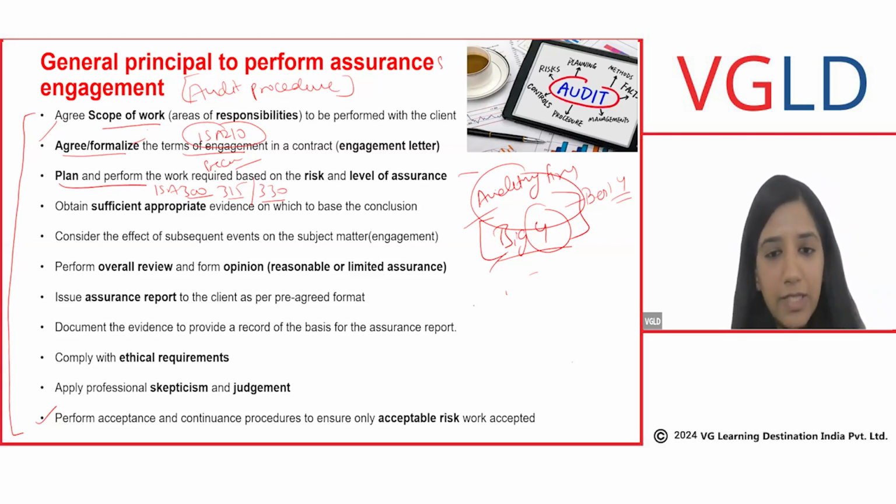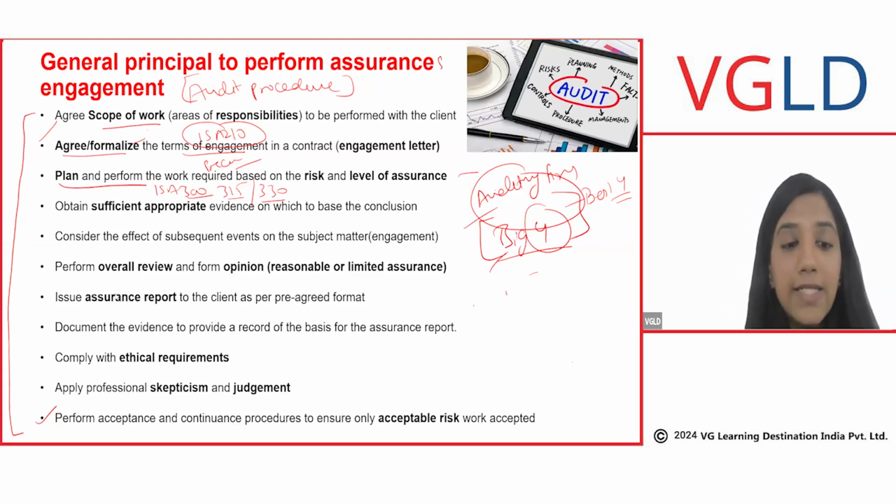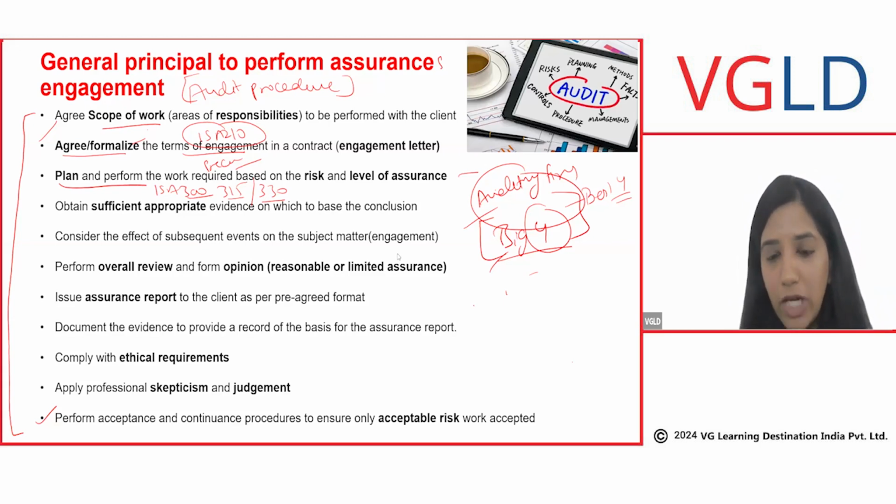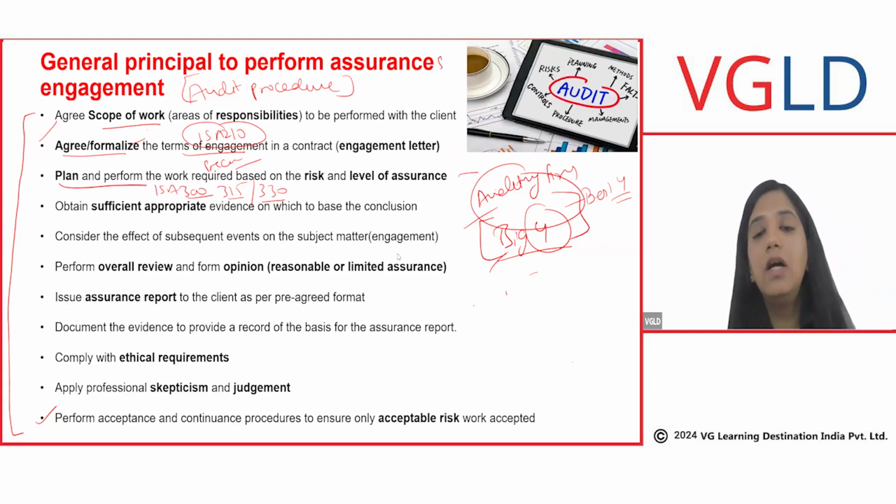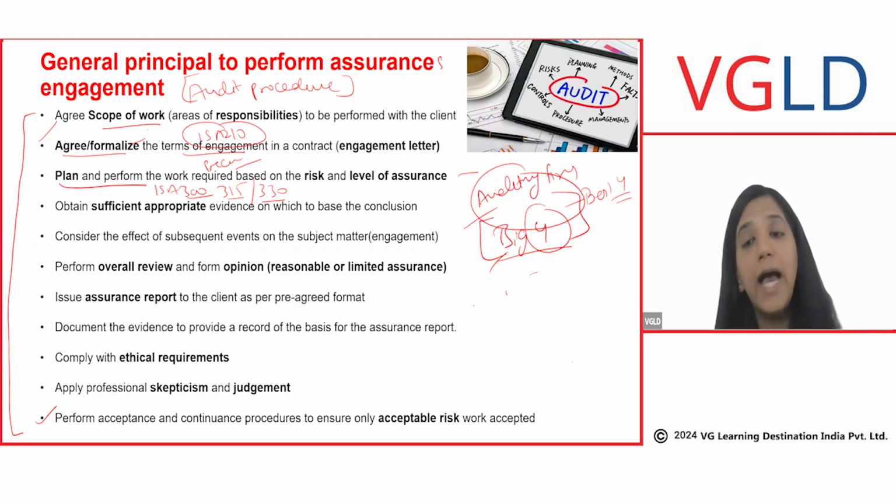Obtain sufficient and appropriate evidence, as I've told you, to form your conclusion. Consider the effect of subsequent events on the subject matter. Say, for example, I have completed my assignment, I have rolled out a report, but something happens before my report is published. For example, I conducted an audit for April to March. Now I rolled out my report for my March ending by mid of April. My field work has stopped, everything is stopped.